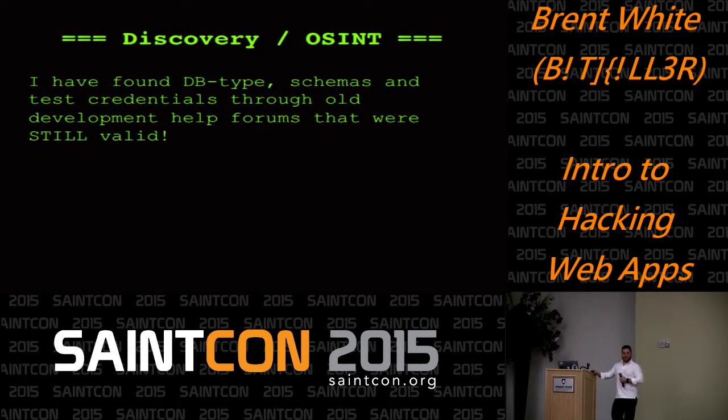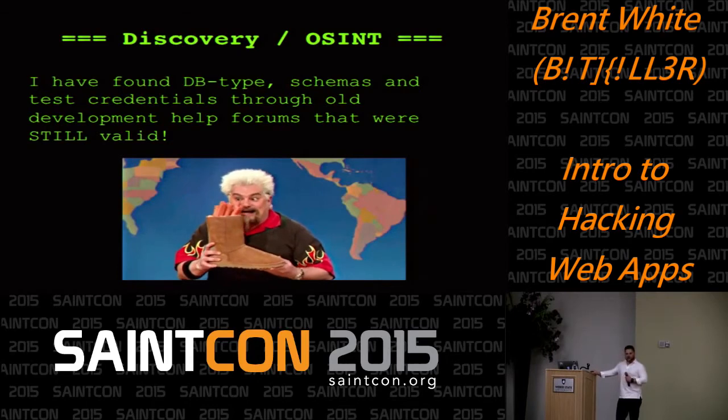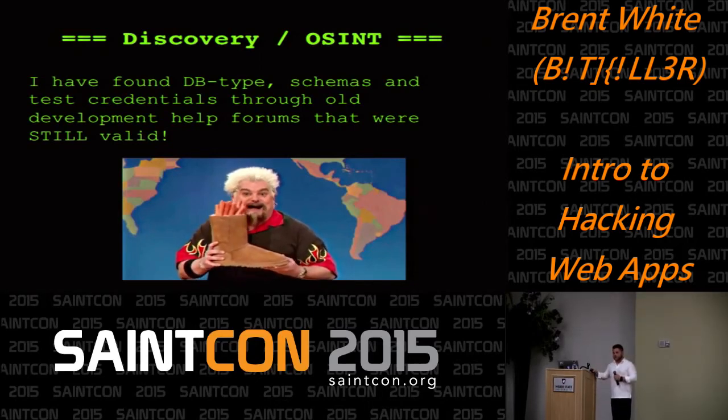And by doing this, I've actually found database types, I've found entire database schemas. I've also found test accounts that were posted on a development help forum that were still active. So if you're going to use a development forum to get help, make sure you sanitize your stuff. Don't give the real database name or the real table names. And if you give someone that's going to help you a test account, make sure when they're done you disable it, because we've actually been able to leverage that quite a few times.